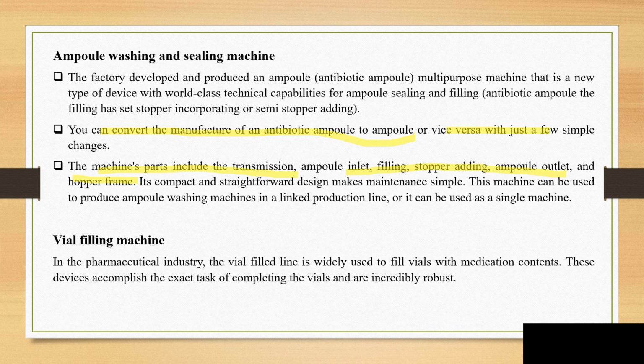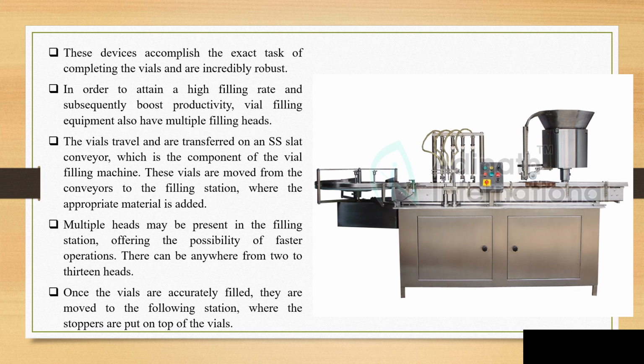Then we come on to vial filling machines, which are also quite similar to ampule filling machines. In the case of vial filling machines also, we have conveyor belts which are traveling and are responsible for filling of the different vials. The vials move from the conveyor belt to the filling stations, where the appropriate material is added, and here multiple heads may be present in the filling stations. Once the vials are accurately filled, they move to the following stations, where the stoppers are applied on the vials, which have an advantage over ampules.